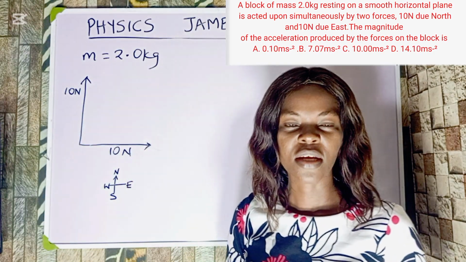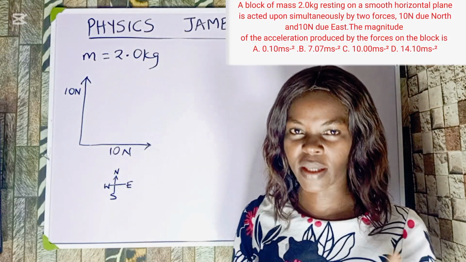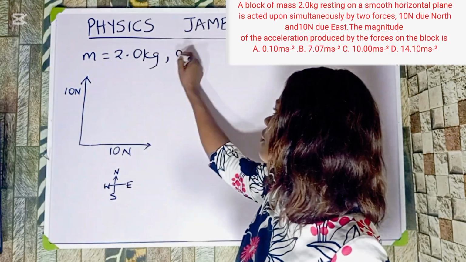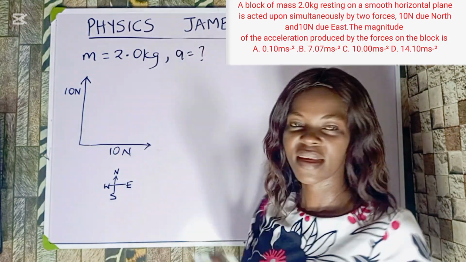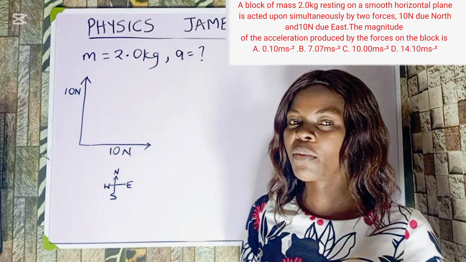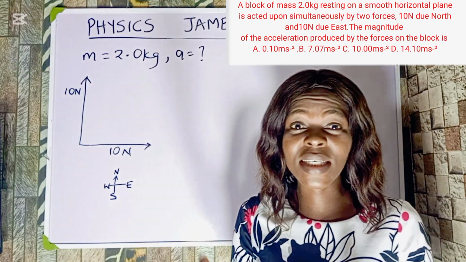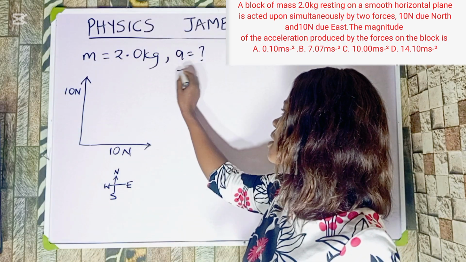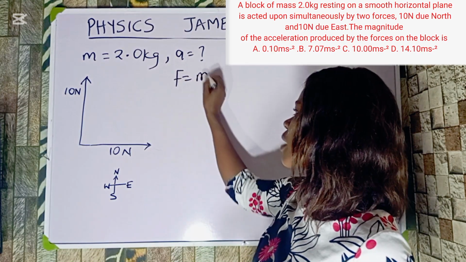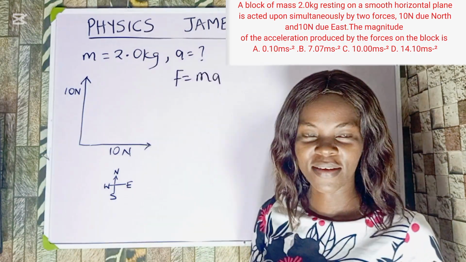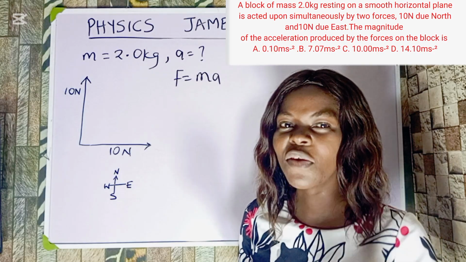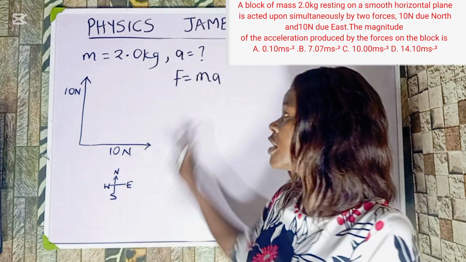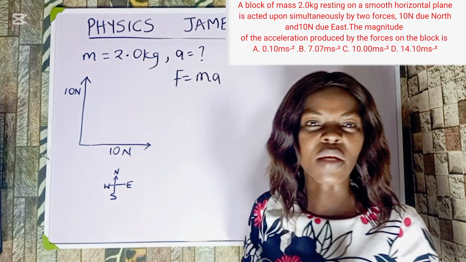Do you understand? We are asked to find the acceleration a. That's what we are looking for. But we must remember that there's a relationship connecting the mass, the acceleration, and the force. That is F equals m a. You now get it. So you can't solve for acceleration without looking for the force. Now which force are we looking for?